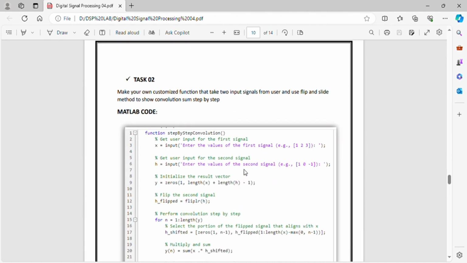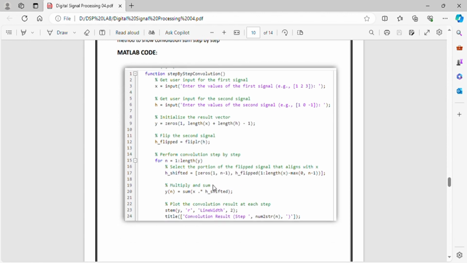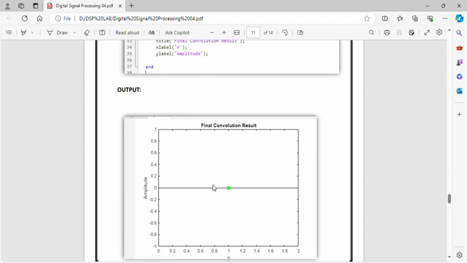In task 2, make your own customized function that takes two signals from the user and uses the flip and slide method to show the convolution sum step by step. So create a function named step by step convolution, get the user input for the first signal, and get the user input for the second signal, h = input, enter the values of the second signal. Initialize the result vector y = zeros(1, length(x) + length(h) - 1), flip the second signal, h_flip = flip(h), and perform the convolution step by step.